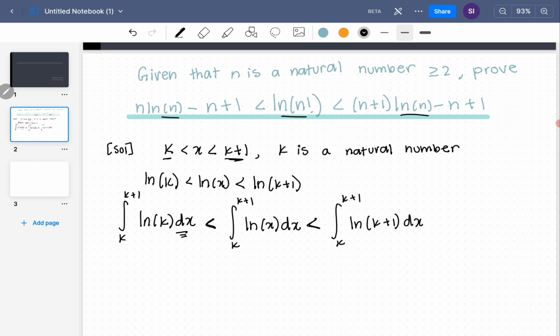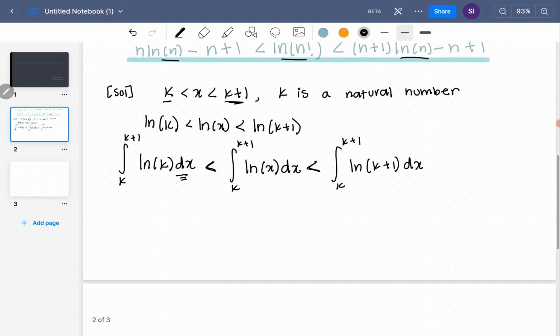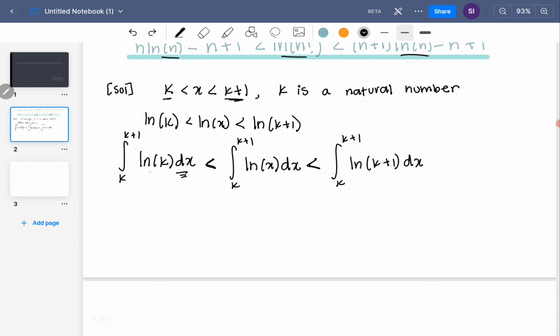Now, what do we do? Well, let's simplify this. Let's start from over here. Since we know that natural log of k is in terms of k, we have k here and we have an x here. This can be treated as a constant since basically it's in terms of k, not x, right? So we can just take that as a constant. So if we do that, we get natural log of k, integration k to k plus 1 of dx. Here it's just 1. Here, let's leave this as it is for now. So we get k plus 1. I'm just rewriting it.